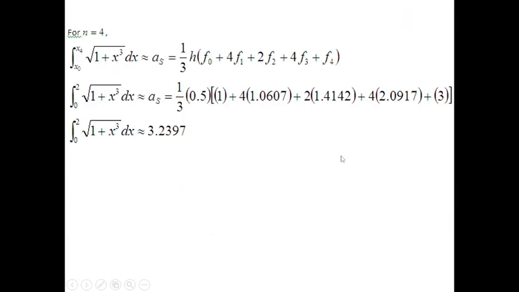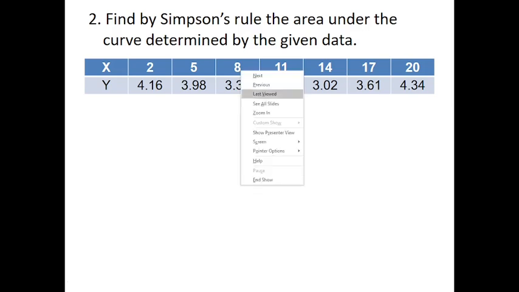So for n equals 4, this is the formula for Simpson's rule. 1, 4, 2, 4, 1. Okay. So 1/3 each. So we have 1/3 of 0.5. Then we substitute the other values. We'll get this answer, 3.2397. Okay?